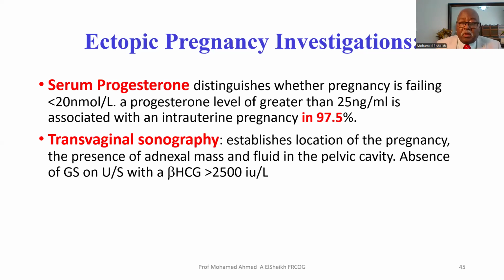Another investigation, transvaginal sonography. That is very good because it establishes the location of the pregnancy. Is it intrauterine or outside? It also establishes the presence of an adnexal mass, if it is there, and fluid within the pelvic cavity or abdominally. Absence of a gestational sac on ultrasound with a beta HCG of 2,500 is very likely an ectopic.